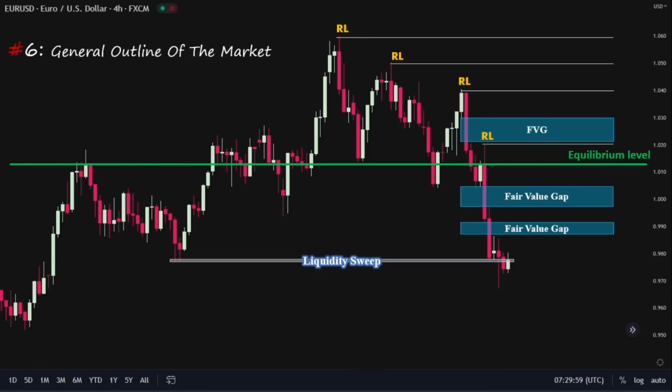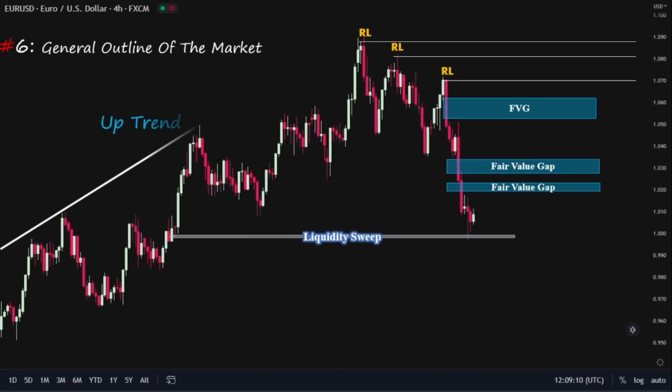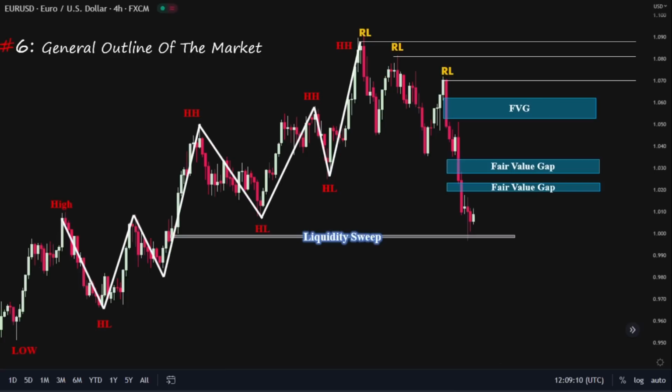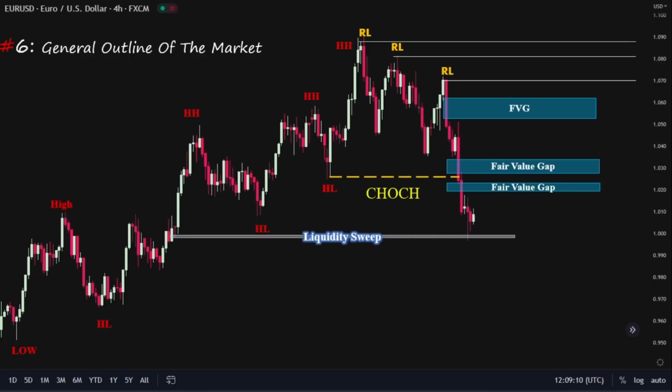So, our last key factor is analyzing the market's general outline, meaning that we should spot market direction and structures that are created in the market. As you can see here, it's obvious that price was in a pretty strong uptrend. But right now, a market structure shift is happening here, because price couldn't make a new higher high, and finally created this change of character by breaking this higher low to the downside. But as you can see, we have a sell-side liquidity here, which is swept by the market.